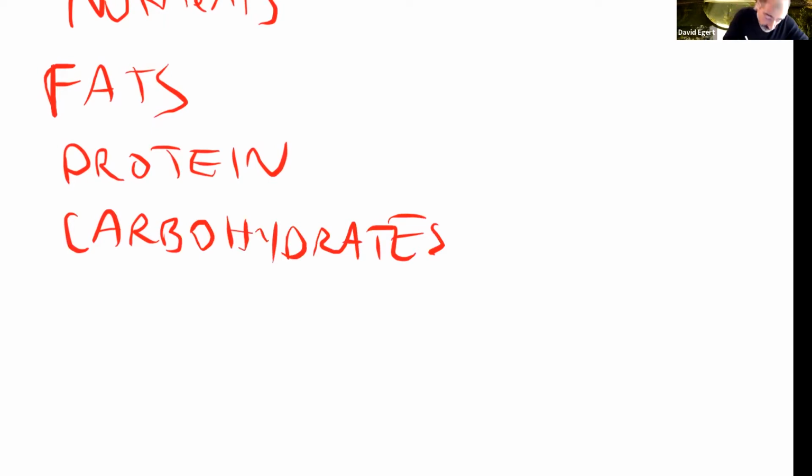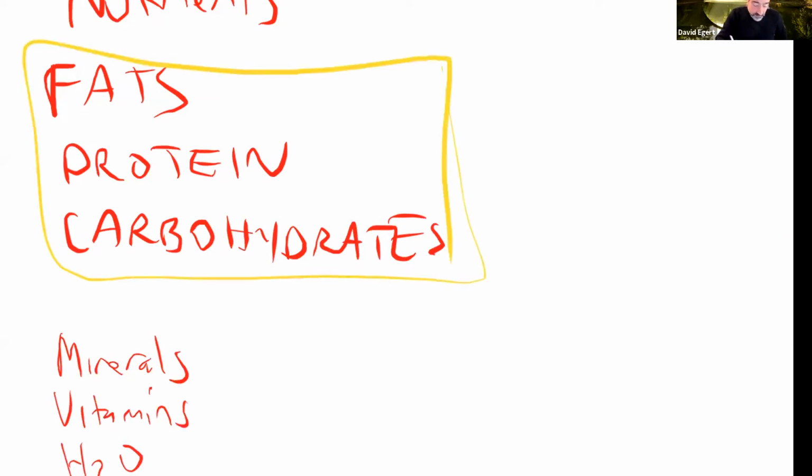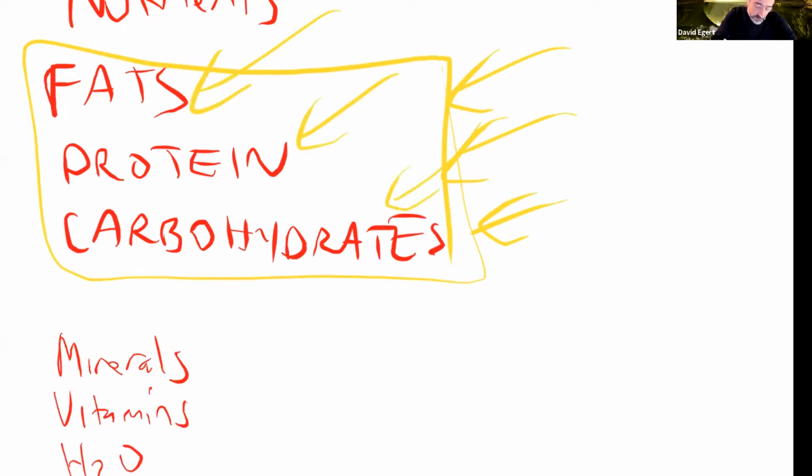Other things that we'd call nutrients would be minerals, which are just elements like calcium or phosphorus or sulfur or whatever, or vitamins, which are essential organic molecules that you have to get from your diet. Sometimes people even say water. But we're going to focus in on these. So specifically, this lab looks at the breakdown of fats, proteins, and carbohydrates.